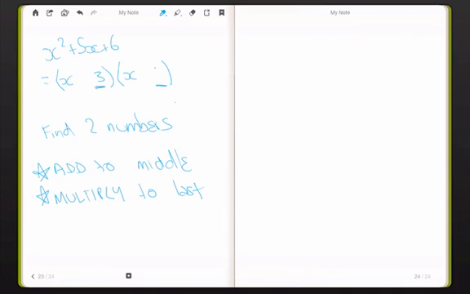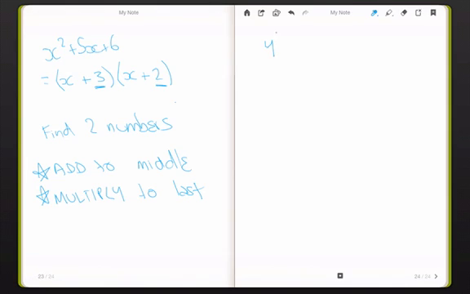How about 3 and 2? 3 plus 2 is 5, 3 times 2 is 6. And we know that they're both positive numbers, don't we? Because both our signs here are positive. So, fantastic. We have factorised, that's all you've got to do. Let's have a look at doing another one.